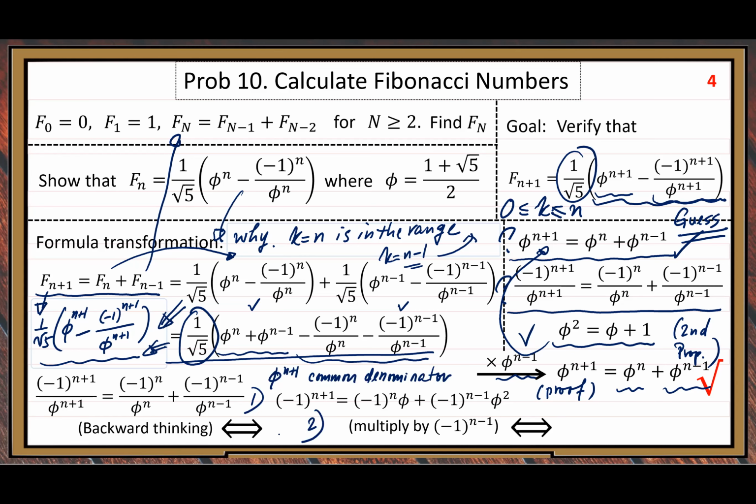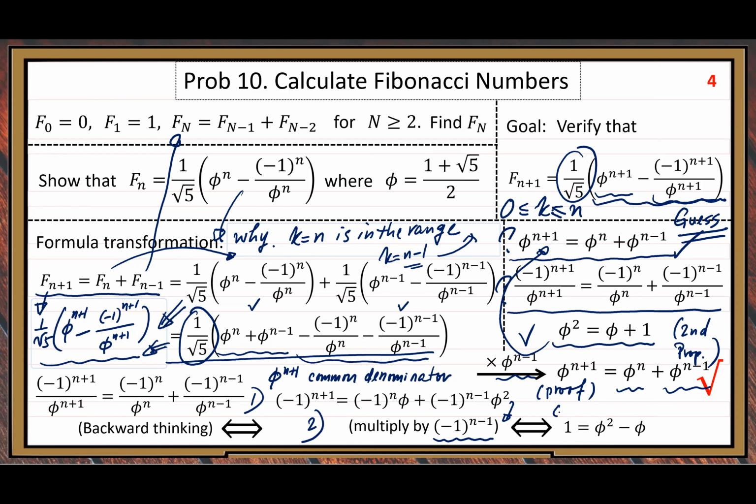The second simplification step, we try to remove the annoying negative one term, or form. So how to remove that? Let us multiply negative one to the n minus one on both sides of this form. So we get one equals phi squared minus phi. Can you see that?